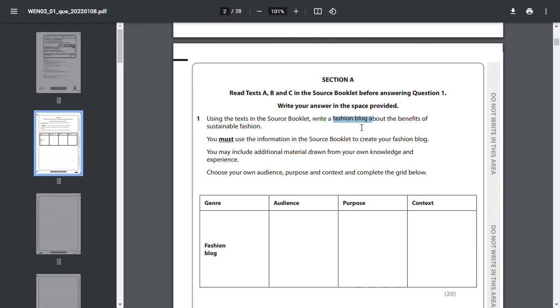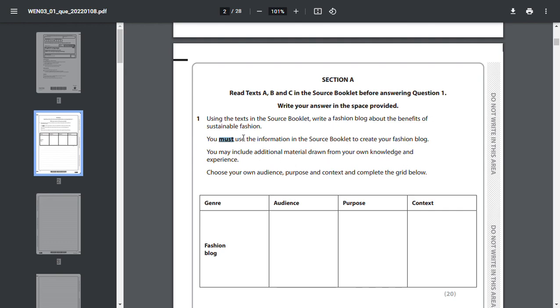So how do you go about blog writing, right? You have to conform to the rubrics and conventions and the rules that govern it, so that whenever someone sees what you have written, he or she will see a blog, will not see a letter to a friend or a letter to an executive officer in a company. He's seeing a blog. So write a fashion blog about the benefits of sustainable fashion, right? Oh, fine. Then of course here you can see something written. This is a modal auxiliary verb of imperativeness. You must use the information in the source booklet to create your blog.